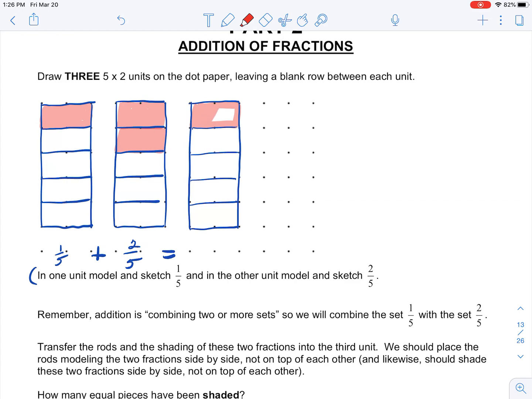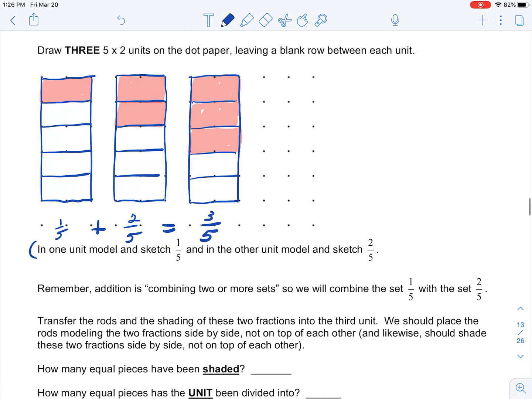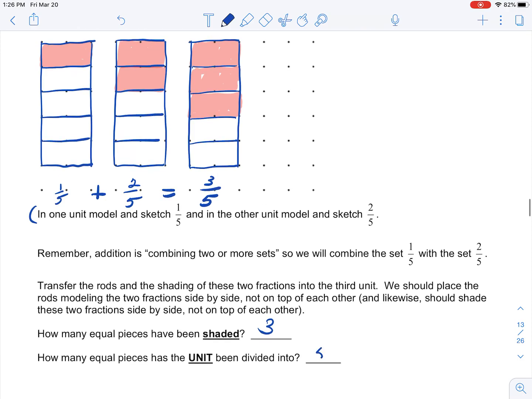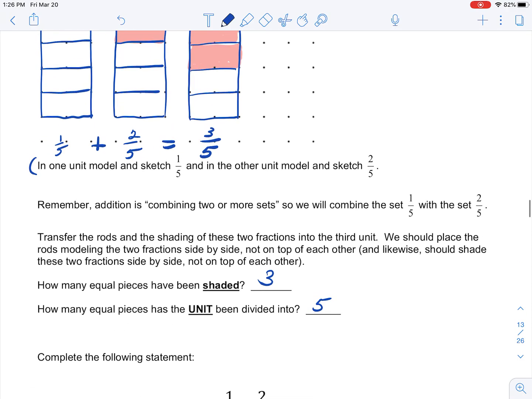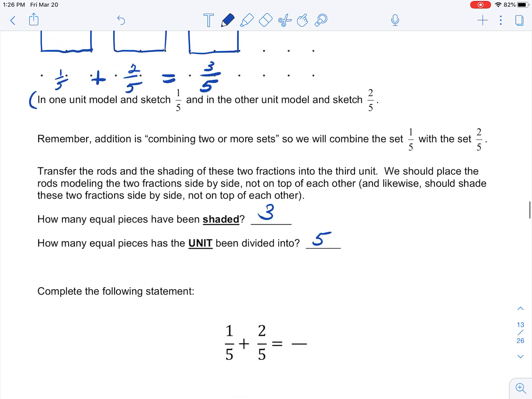This is the rod for my first unit, and this is the rod for my second unit. And that gives me my 3/5. So I have shaded 3 equal pieces, and the unit's been divided into 5 pieces. So that means I have shaded 3/5. So that tells me that 1/5 plus 2/5 is 3/5.